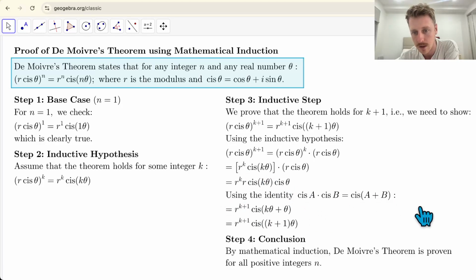Now this is probably the hard part, so I'll put a link in to another video, not one that I made, but one that is useful nonetheless. And full credit to the person that made that. Good job. But using the identity cis of A by cis of B equals cis of A plus B, it's not obvious at all, but you'll get this. r to the k plus 1 cis of k theta plus theta.